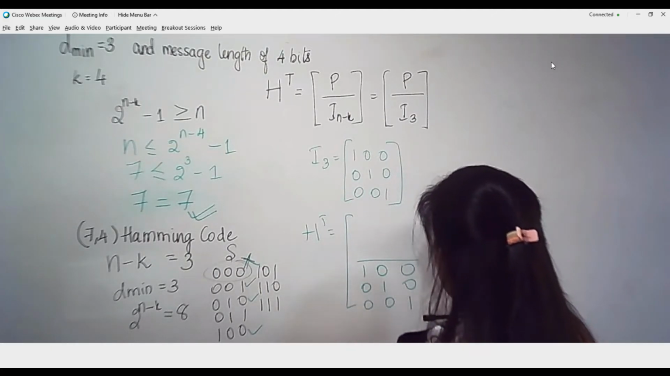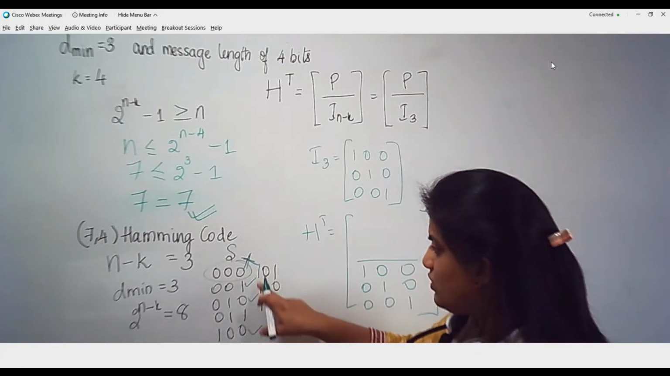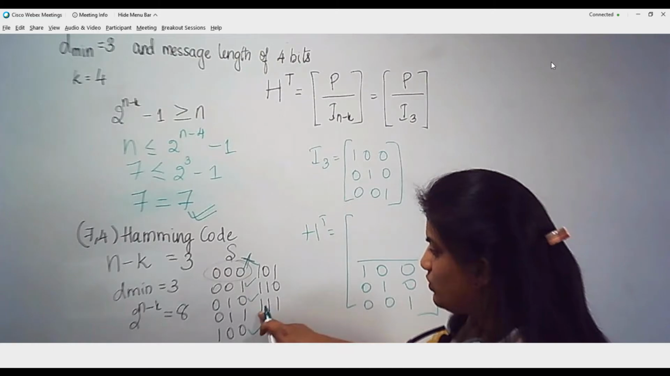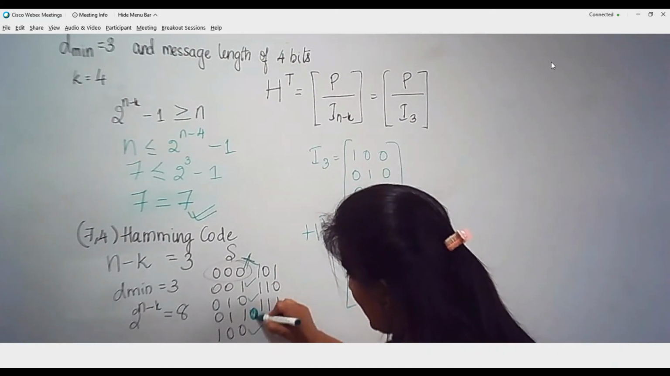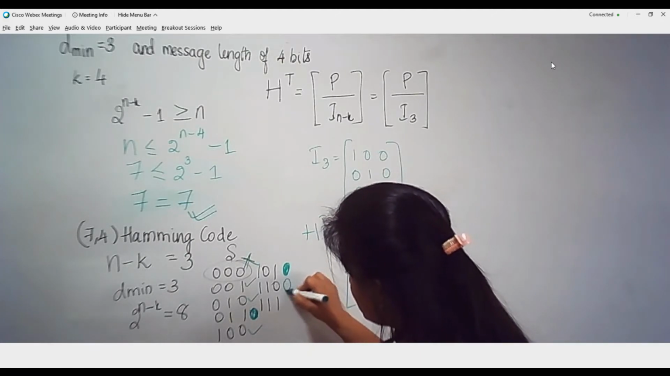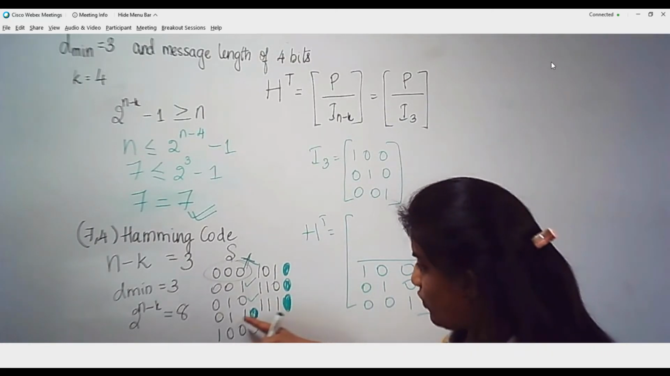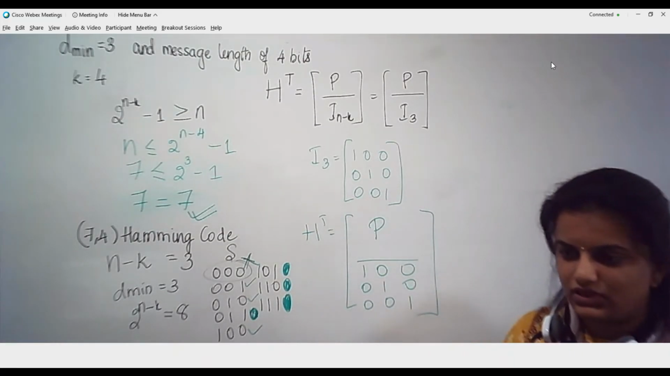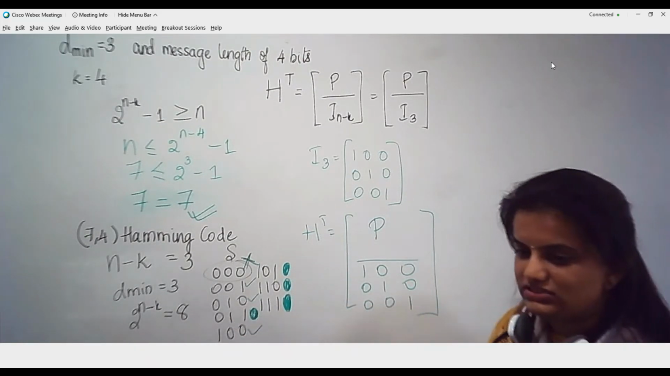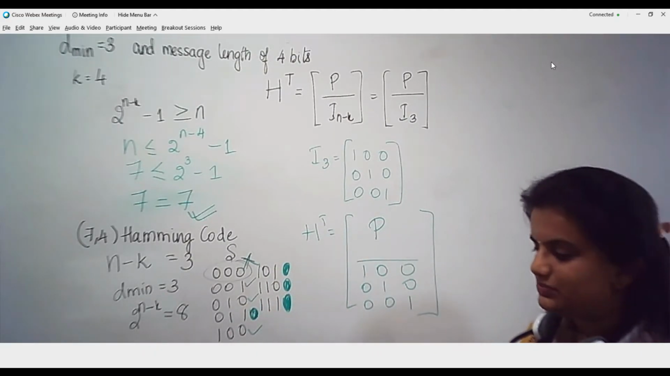So what am I left with? I am left with 011, 101, 110, 111. I need to arrange these 4, which are not part of the identity matrix. Now these 4 vectors will form the parity matrix P. These 4 patterns or combinations of bits will form the parity matrix P.